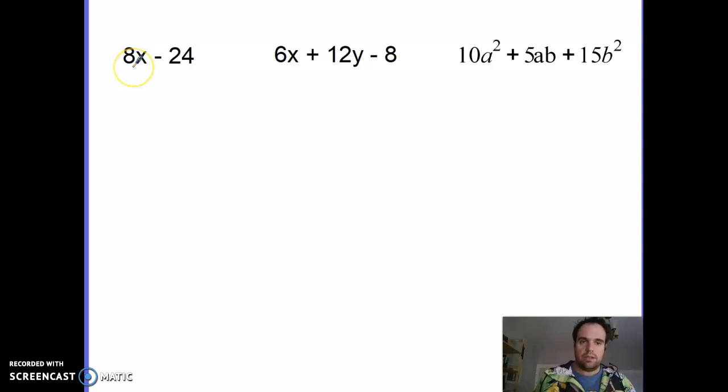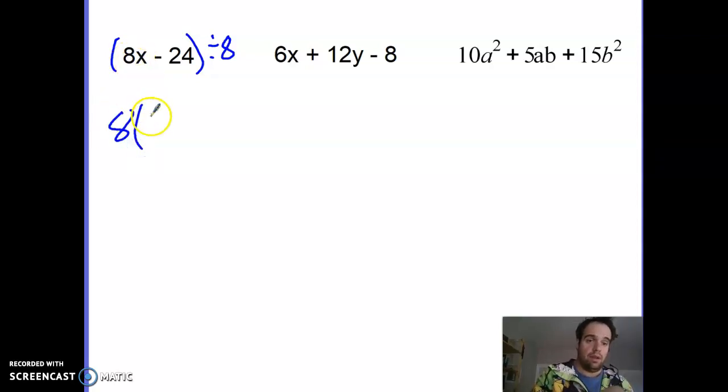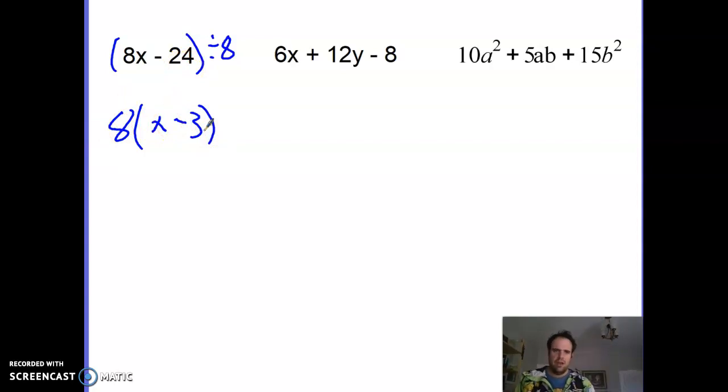For this one, the biggest number that can come out is 8 out of 8 and 24. I'm going to divide them by 8. I'm not going to divide by a negative because the expression doesn't start with a negative. So I'll take that 8 out. 8 divided by 8 is 1. I kind of don't need to write that. I can just write the x. And then negative 24 divided by 8 is negative 3. Don't forget to bring that negative in. It's still negative 24 divided by positive 8.